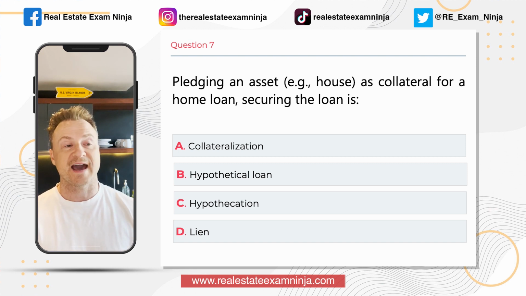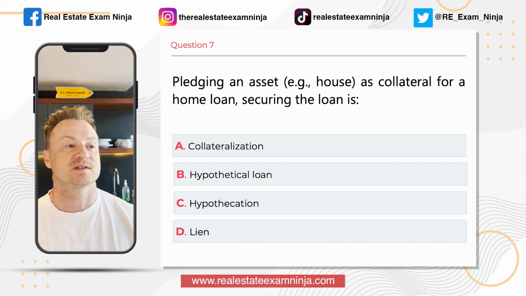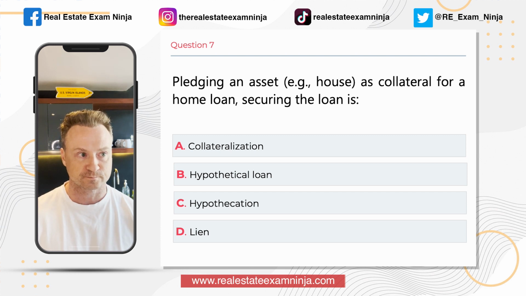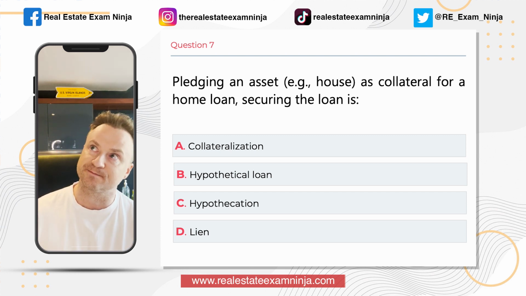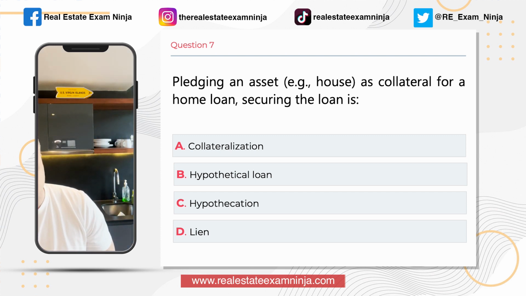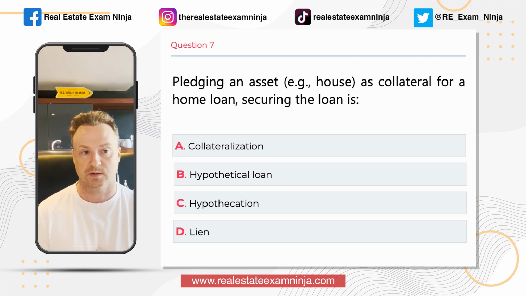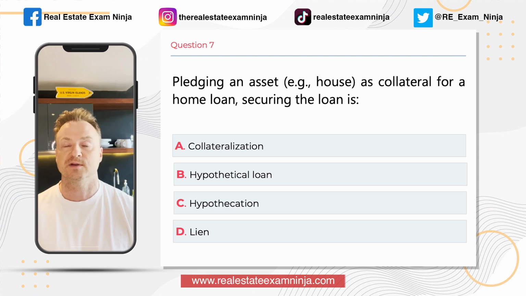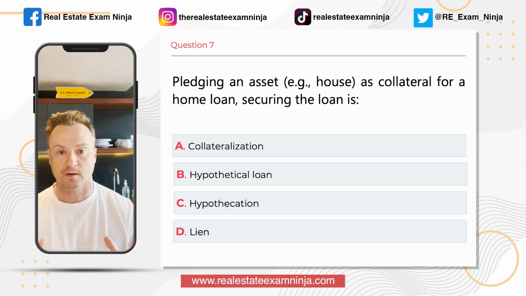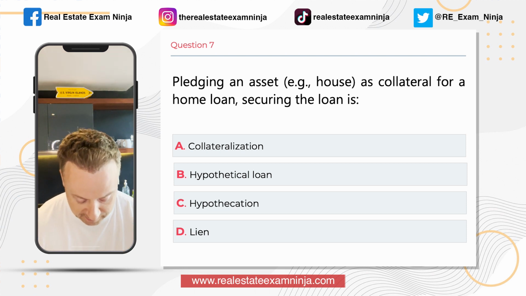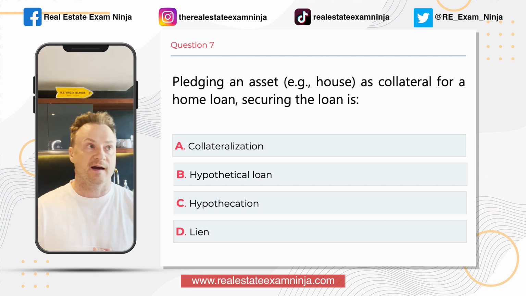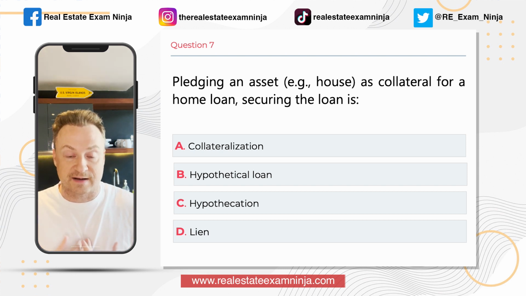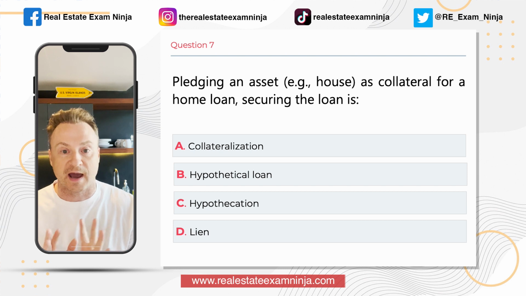All right, pledging an asset as collateral for a home loan, securing the loan, is called what? So you guys probably know this one. If you go to a pawn store, like a pawn shop, and you need money, right? I don't use them. I think it's kind of crazy from a financial standpoint, but I understand why they exist.